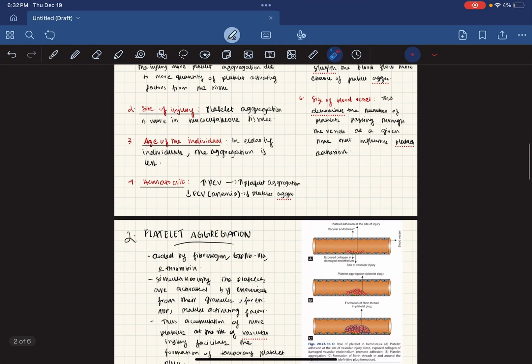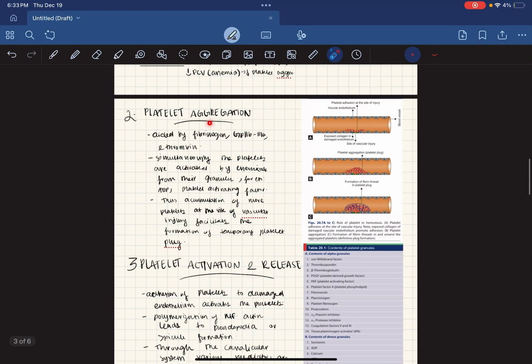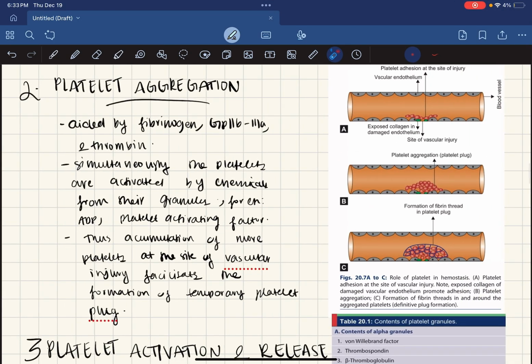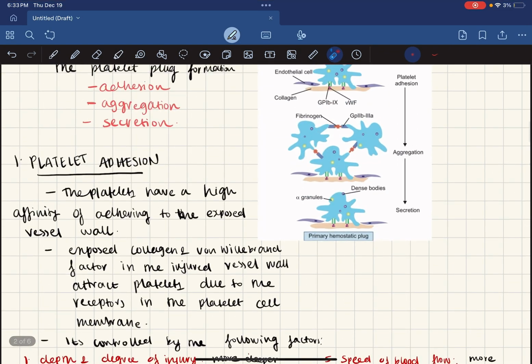Now coming to the next step, that is platelet aggregation. So platelet aggregation is aided by fibrinogen, glycoprotein 2b3a and thrombin. When we look at this picture, we can see that the fibrinogen along with the glycoprotein 2b3a helps in the aggregation of platelets. Glycoprotein 2b3a is a receptor which is present on the membrane of the platelet, and then obviously fibrinogen helps in interlinking glycoprotein 2b3a receptors present on various different platelets.